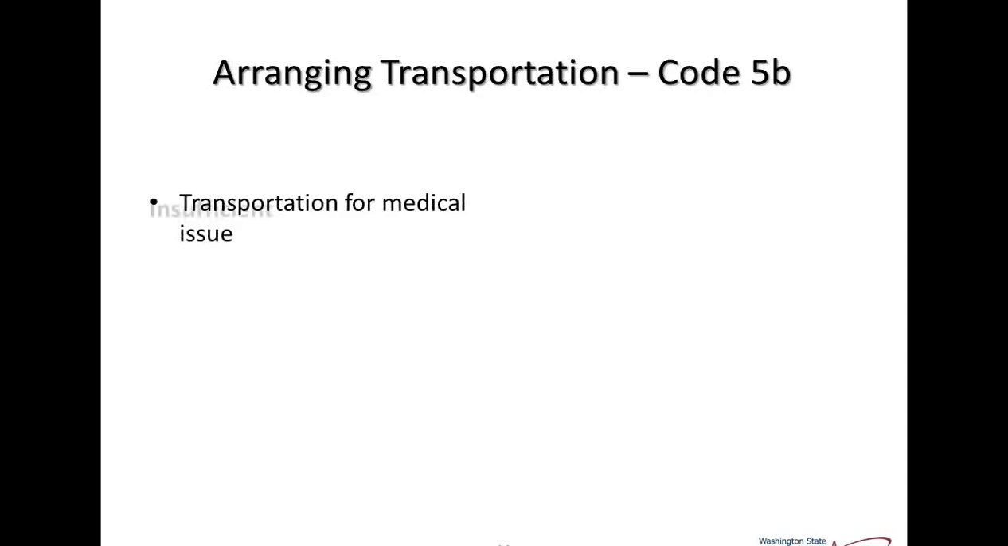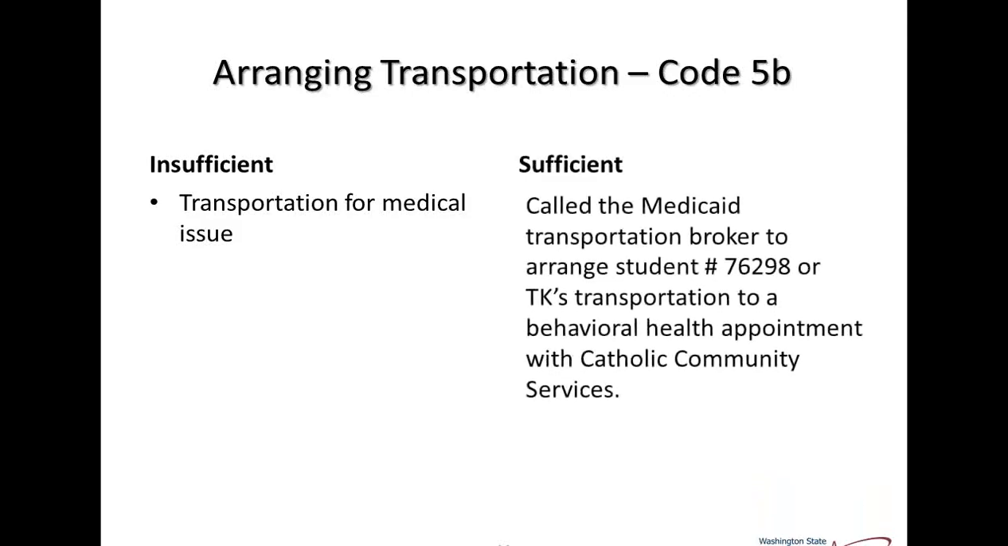Let's determine what is missing from this narrative. What were you doing? Arranging transportation. Why were you doing it? Transportation for a medical issue. Who were you doing it for? Not clear. How does it relate to Medicaid? Not clear as well. According to our best practices model, the narrative for this 5B example would be, call the transportation broker to arrange student number 76298 or TK's transportation to a behavioral health appointment with Catholic Community Services.